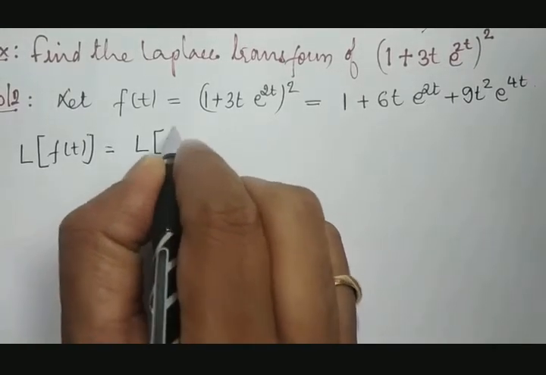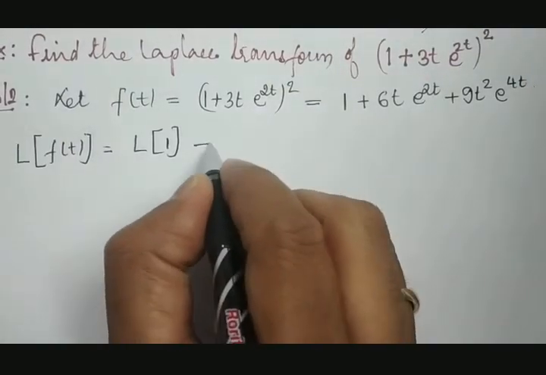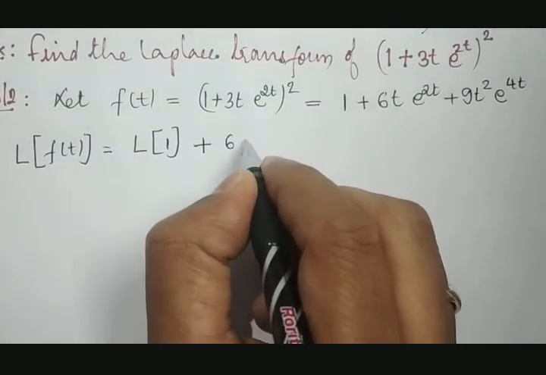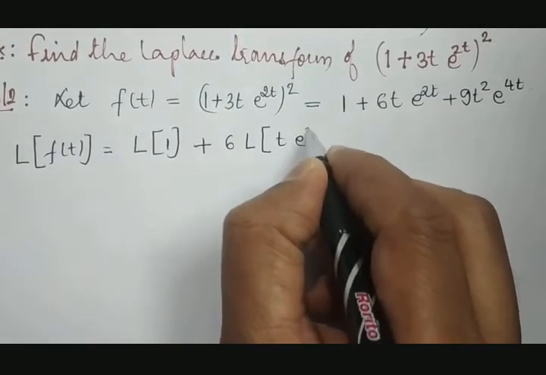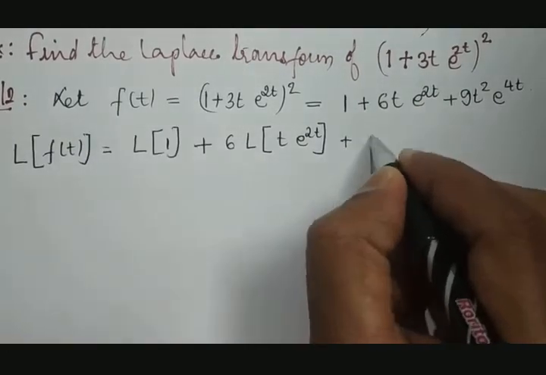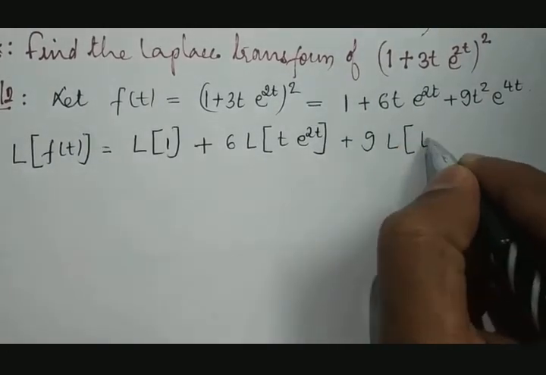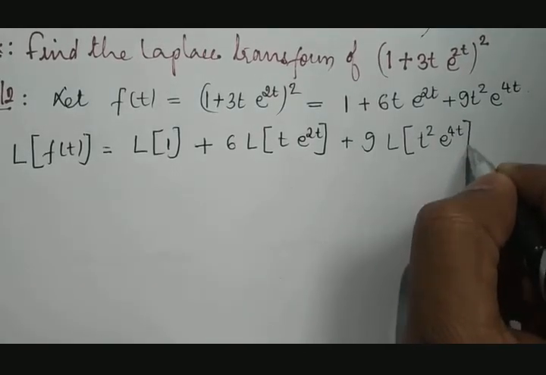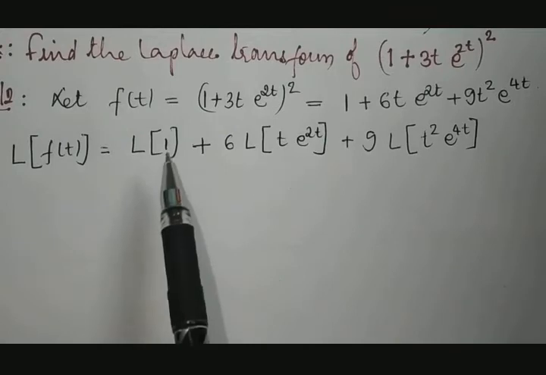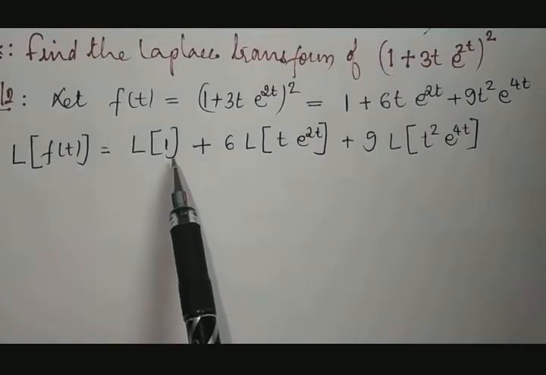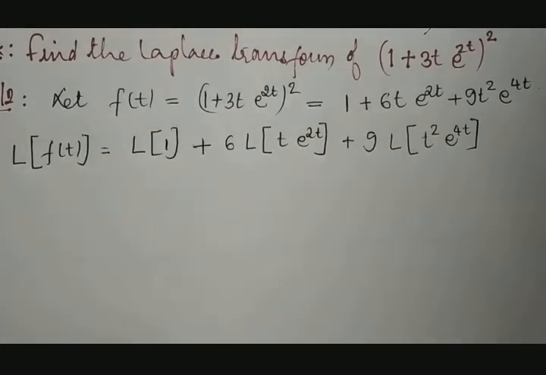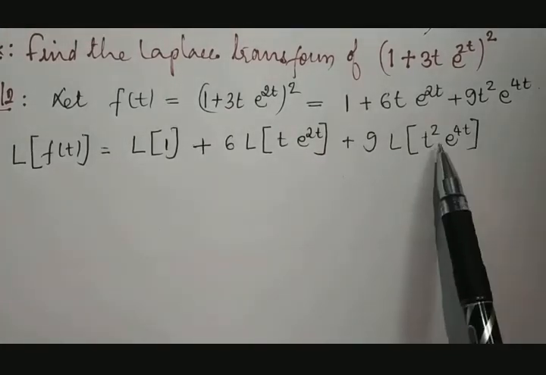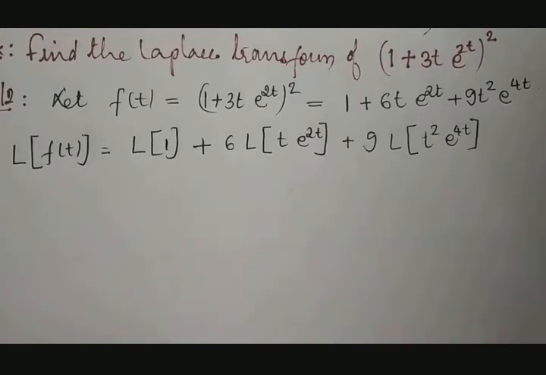Laplace transform of 1 plus 6 times, 6 is constant, keep it out, then Laplace transform of t into e raised to 2t, plus 9 is constant, keep it out, then Laplace transform of t square into e raised to 4t. To solve this, it doesn't require any special property. Directly we can obtain the result. It is 1 by s. But here if you see, these two are products of algebraic and exponential terms, and similarly this is also a product of algebraic and exponential terms.